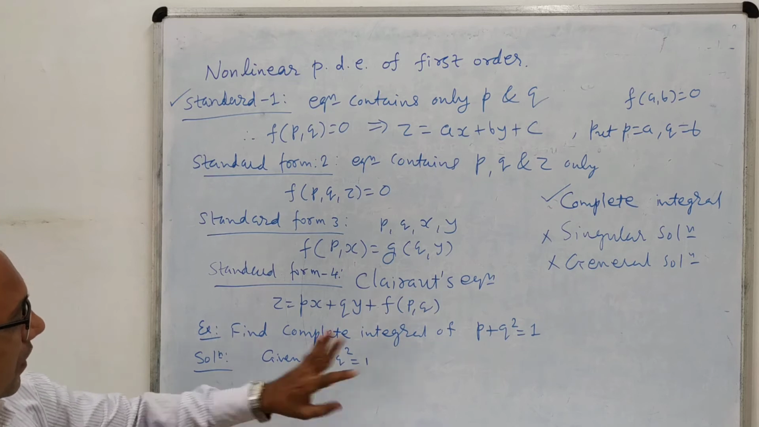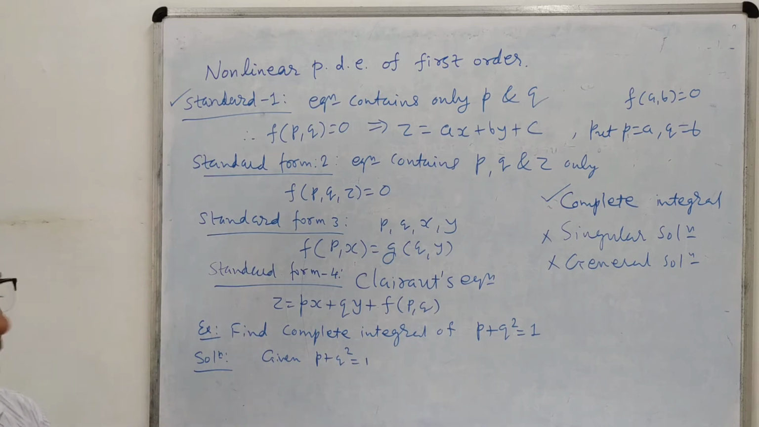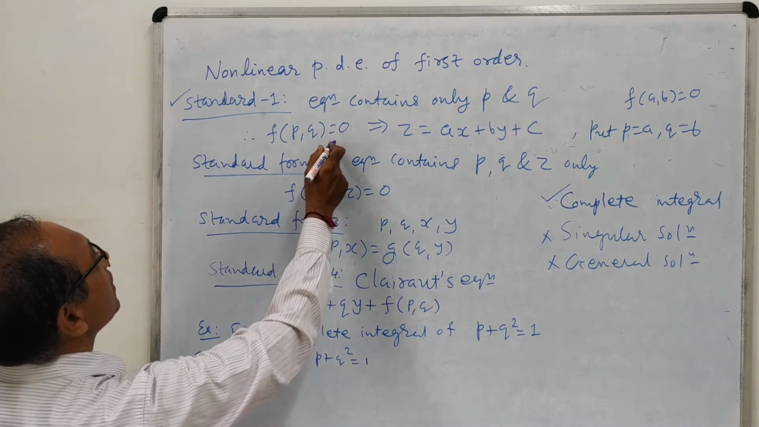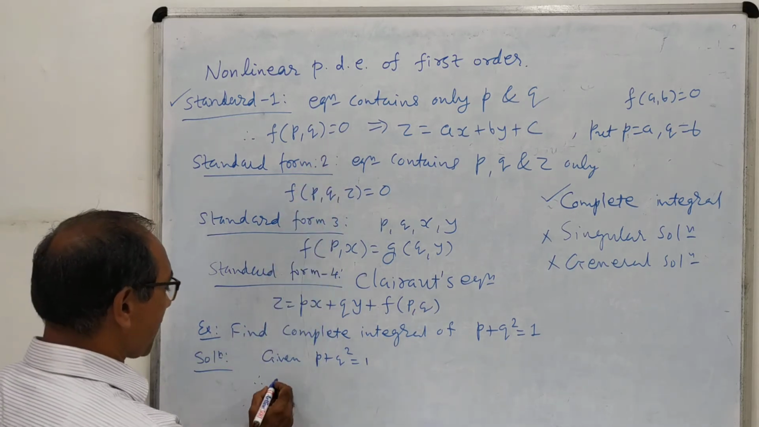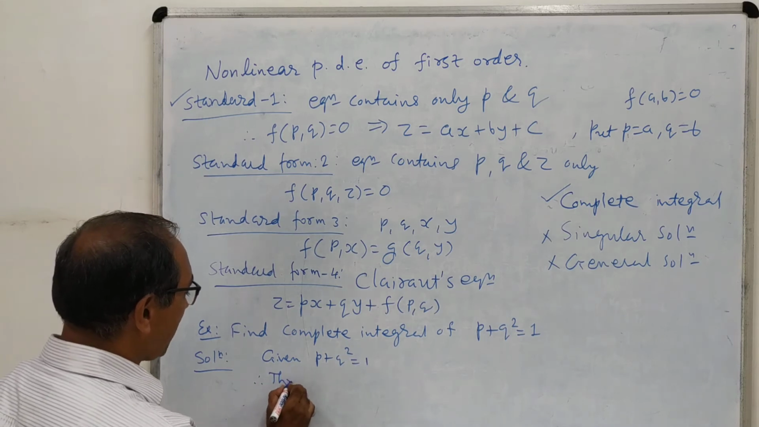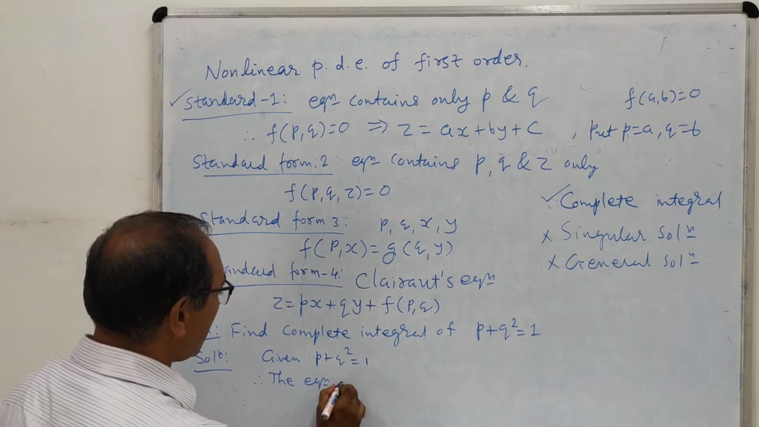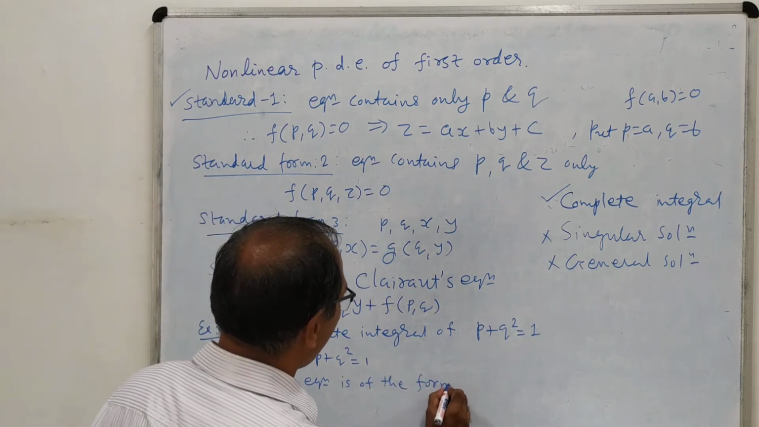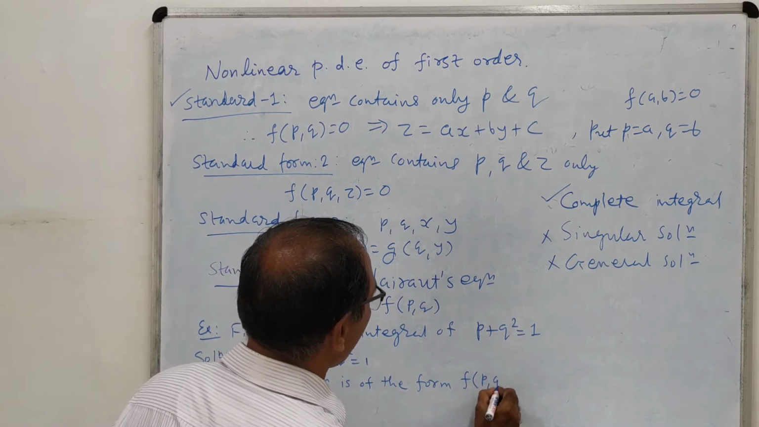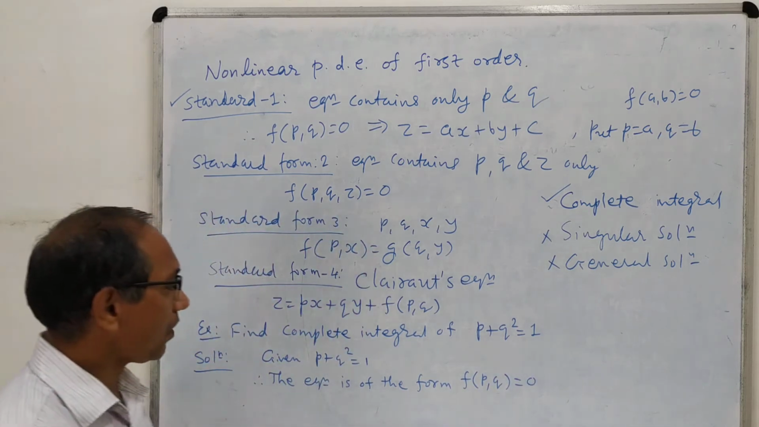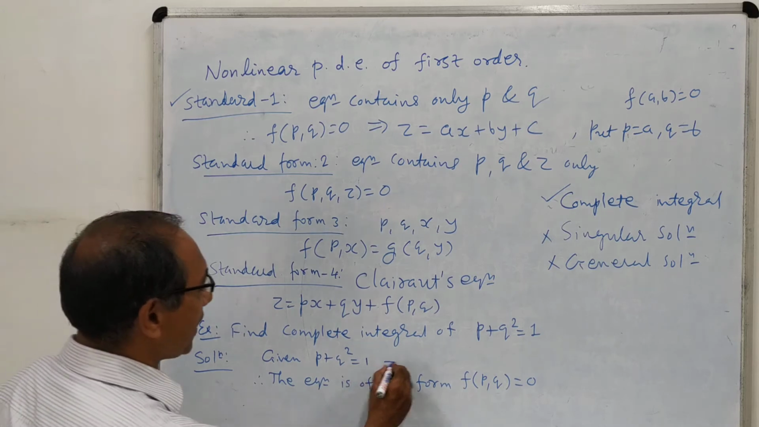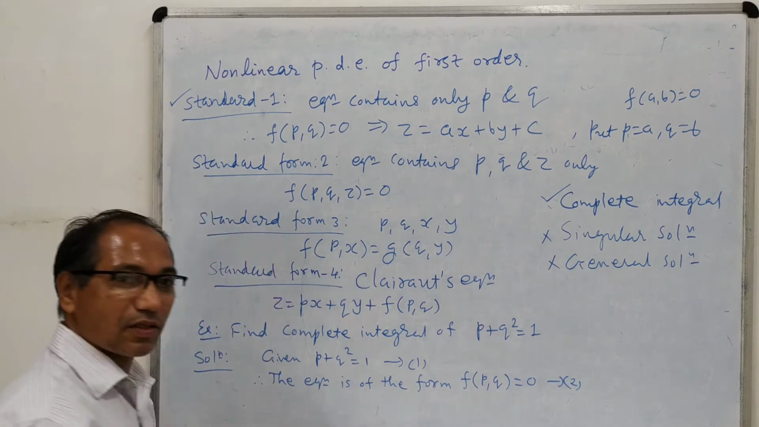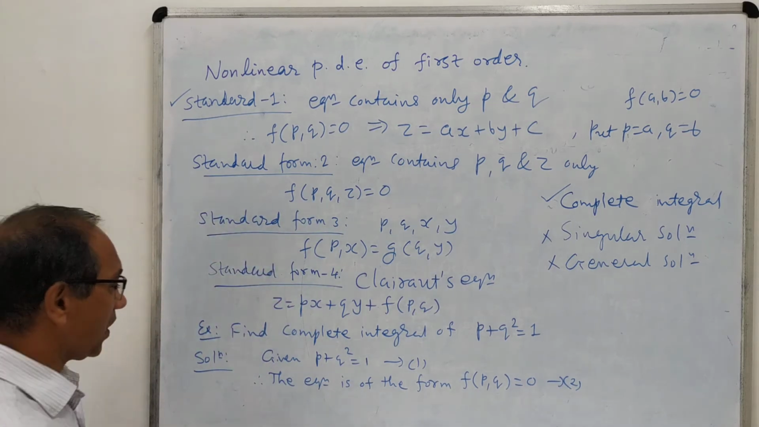In this equation we can see that it involves only p and q. Therefore it falls in the category of standard form 1. So we write that the equation is of the form f of p, q equal to 0. We will give this as equation number 1, and the next as equation number 2. One by one we will also give the equation numbers.